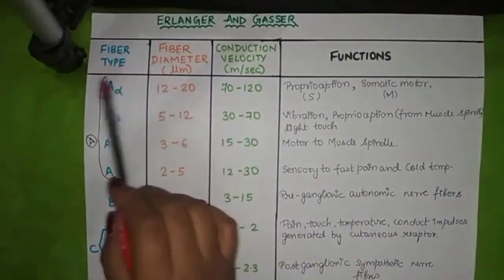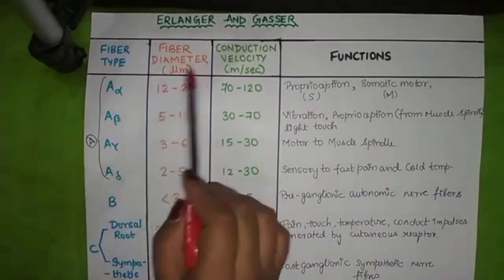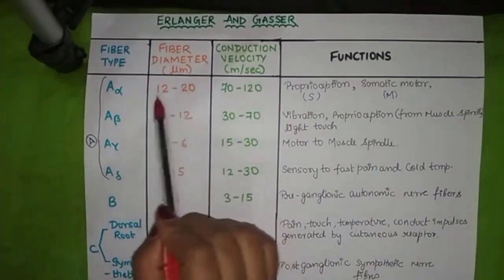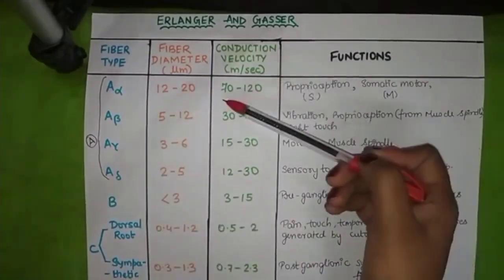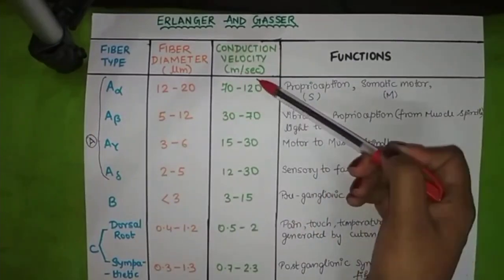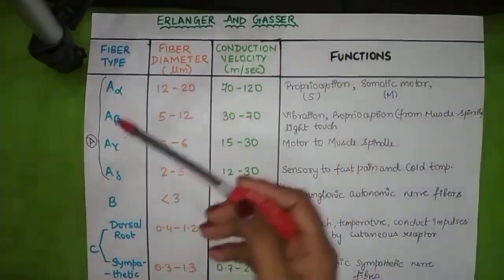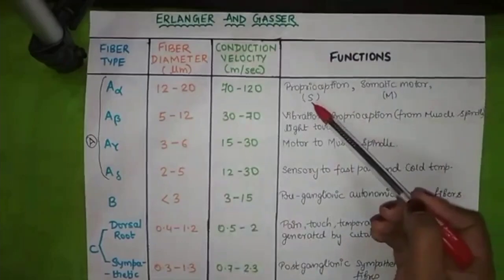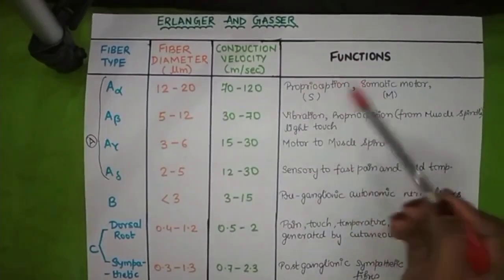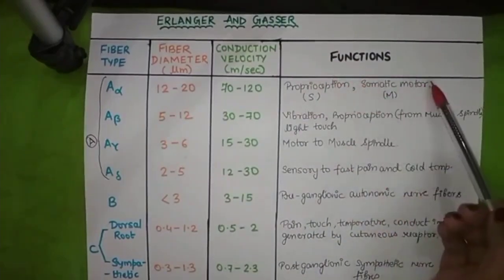Let's get started with A alpha. A alpha has a fiber diameter of 12 to 20 micrometer. Its conduction velocity is 70 to 120 meter per second. A alpha's function is both sensory and motor. It is responsible for proprioception and somatic motor.